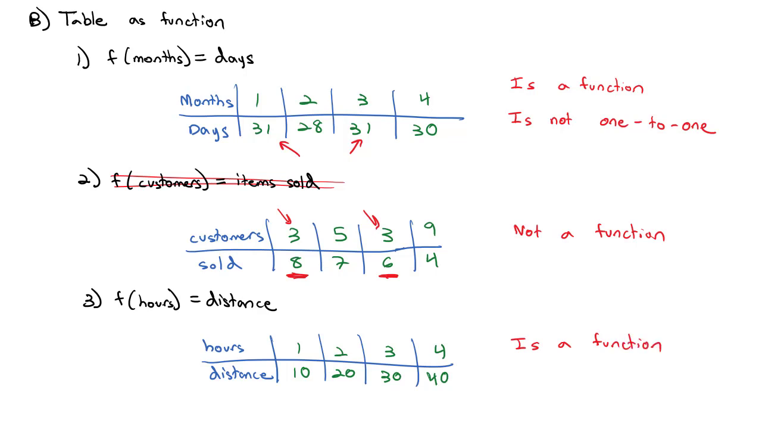Because we didn't have the same hours giving us two distances, each hour determines its own distance. It is a function, but it also is one-to-one as well. Because in this case, each distance was correlated with a unique hour going backwards. There were no repeats, so this is a one-to-one relationship. So that's kind of how tables can be represented as functions. But really important to this course, we're going to look at not just tables as functions, but we're going to look at graphs as functions.